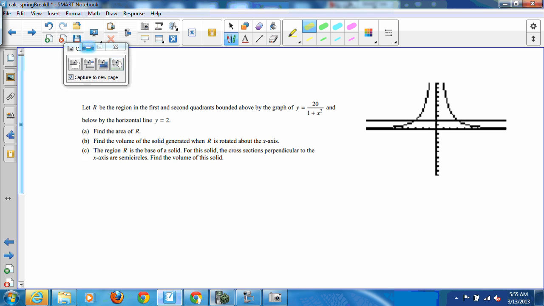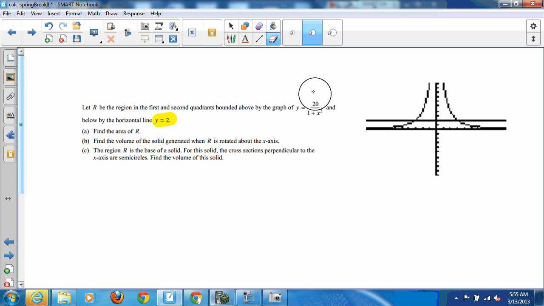Let's look at this problem here. R is the region bounded above by the graph of this and below by the line y equals 2. So I went ahead and graphed it over here. You can see that what we're talking about is this region here, and so we have to figure out the area.